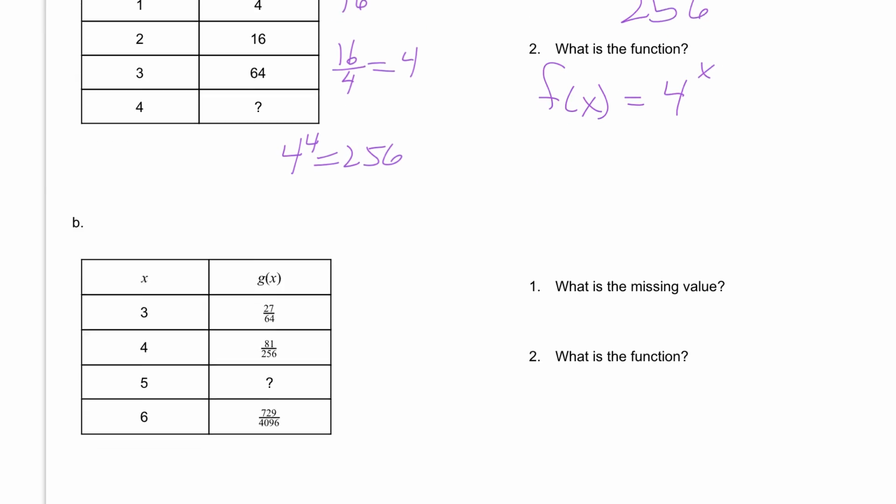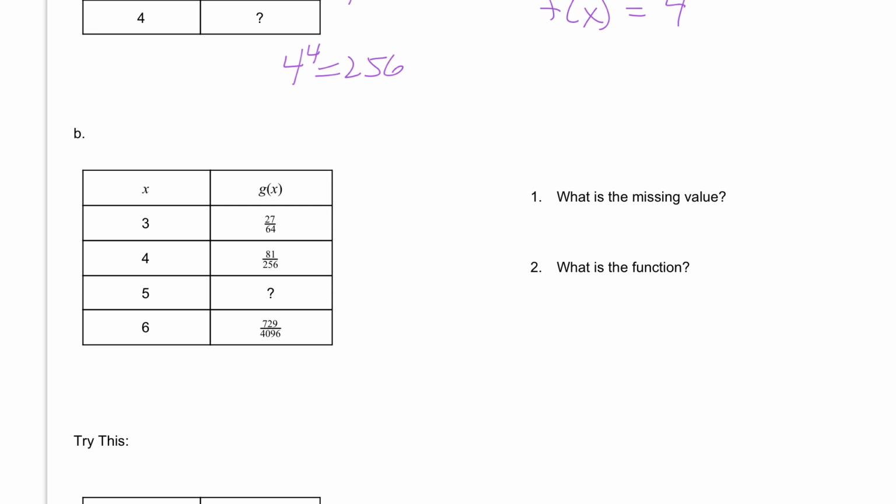Let's take a look at letter B. In letter B, we also have consecutive x values. This time we're starting with 3, so 3, 4, 5, and then 6. And we need to find this missing value and the function that we have. So we're going to start by dividing. We only have 2 consecutive y values that we could divide. So we're going to take 81 over 256 and divide that by 27 over 64.